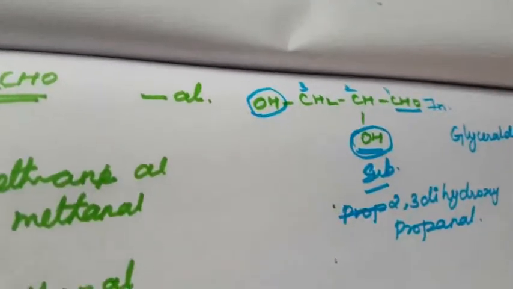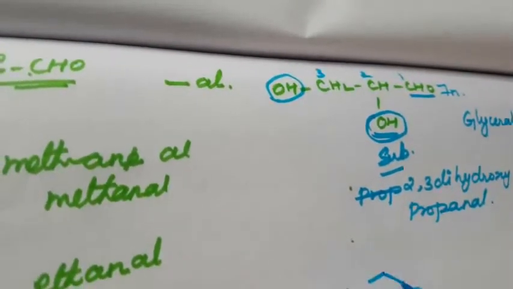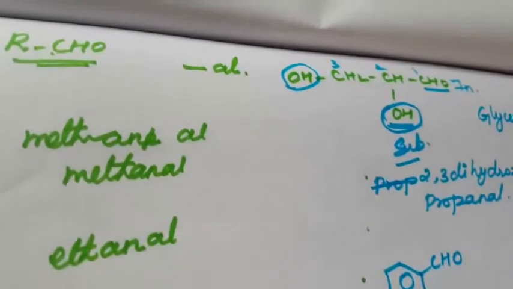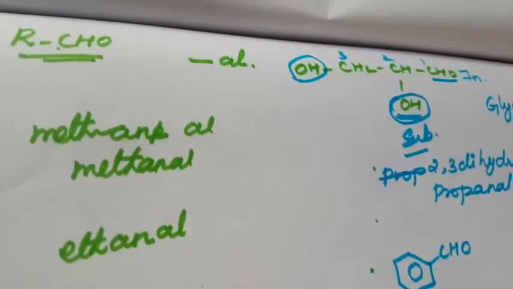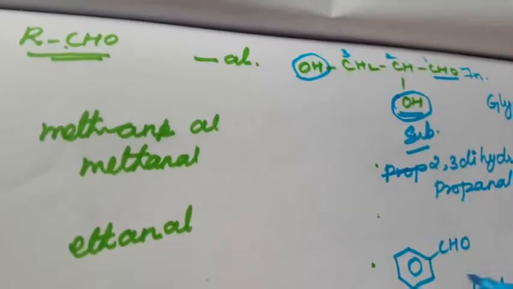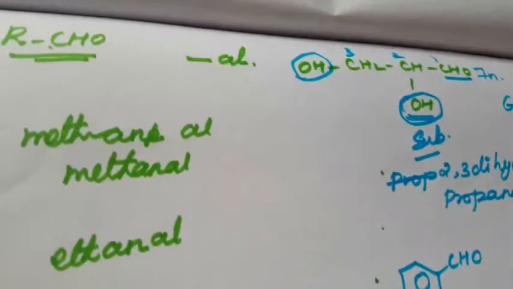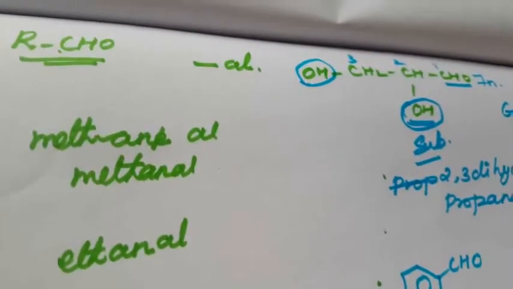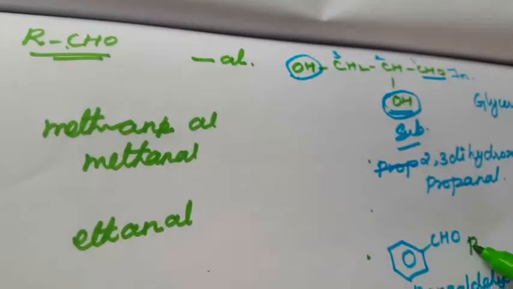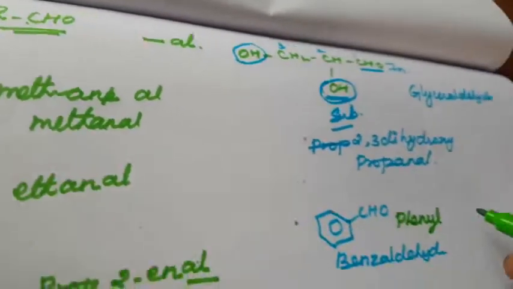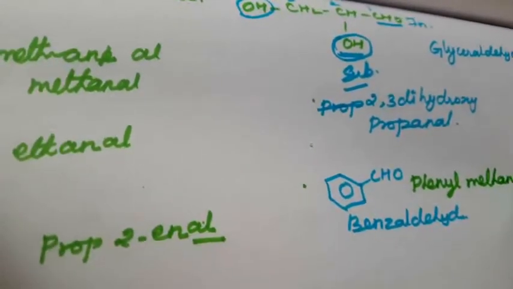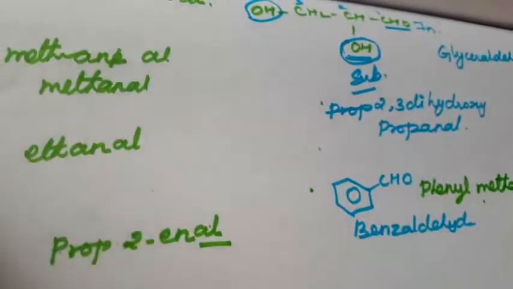Okay, so the next one, we already know the benzene structure, then CHO. What is this? Benzene plus aldehyde is benzaldehyde. This is the common name, benzaldehyde. So how to write the IUPAC name? It is phenyl and an aldehyde functional group, with only one carbon, so phenyl methanal. This is the IUPAC name, and the other is the common name.